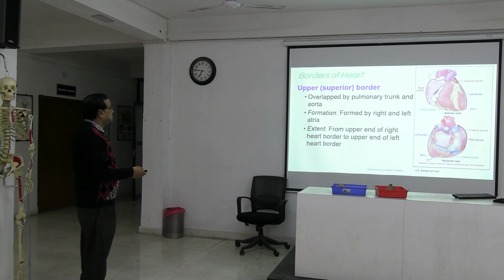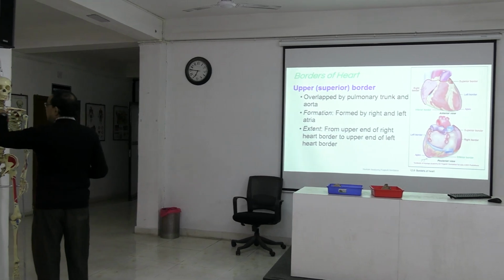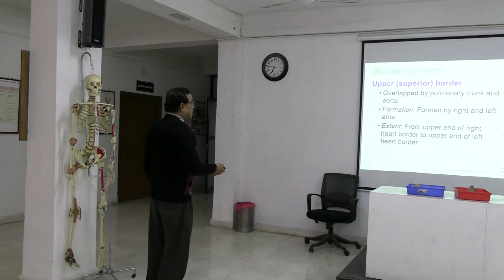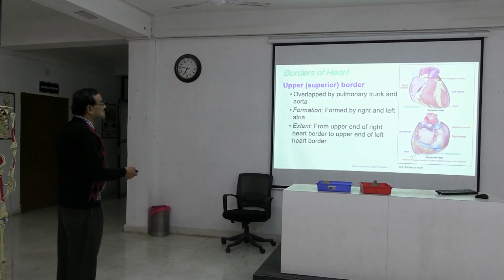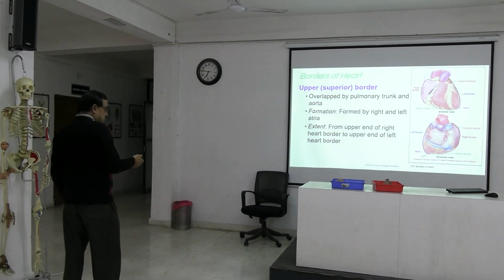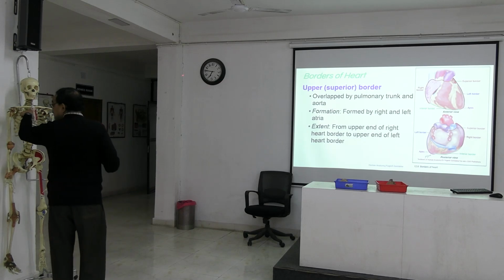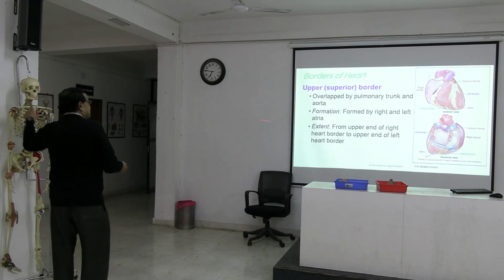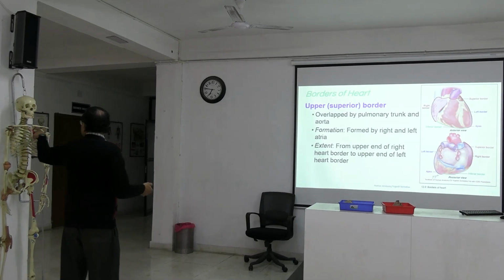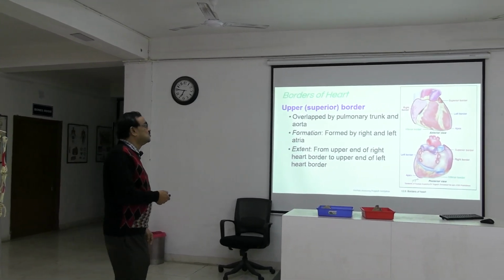Upper border: it separates the heart from the great vessels. We can see the great vessels here. This is the pulmonary trunk, and from the left side the aorta is coming out, but it is going to the right side. So the aortic area is on the right side, and the pulmonary area is directed towards the left.